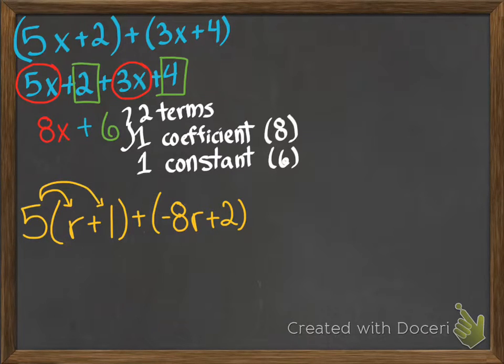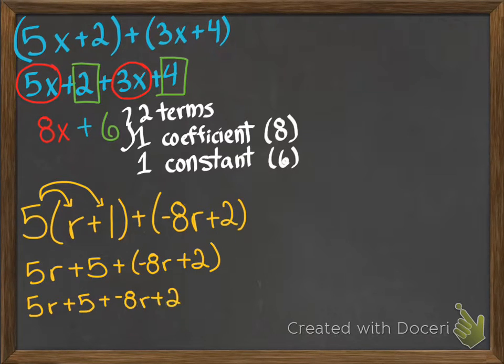So if you distribute that 5, well, 5 times r is 5r, 5 times 1 is 5. So 5 times the quantity r plus 1 simplifies to 5r plus 5, and then everything else just stays the same. But now we're just doing an addition problem, so I can get rid of those parentheses.